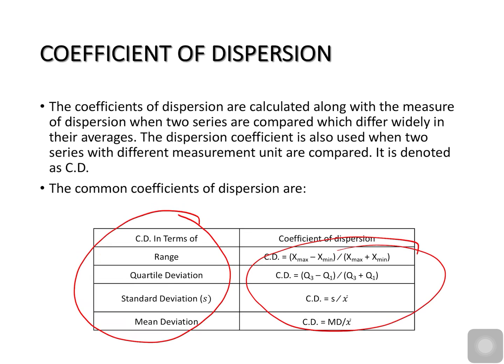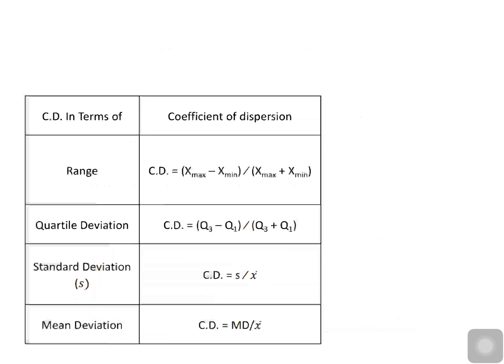Okay, then for the ungrouped data, I'm using the example of one-way commuting distances. For the range, we have 47 minus 1 over 47 plus 1, and it gives us 0.96.